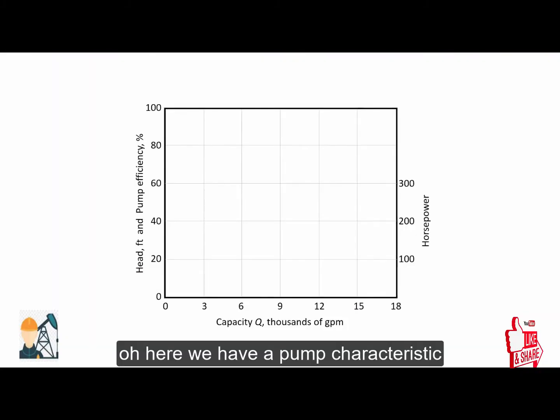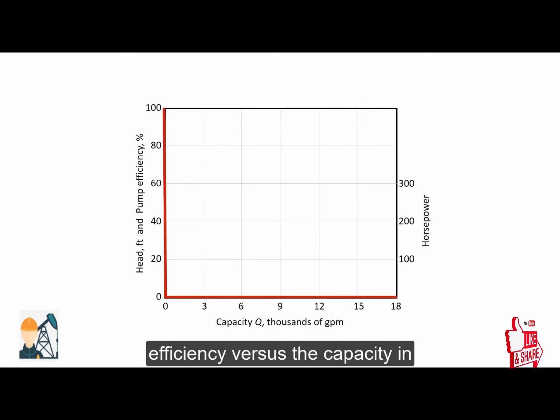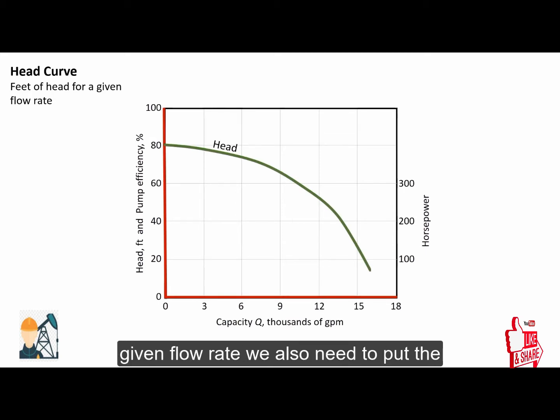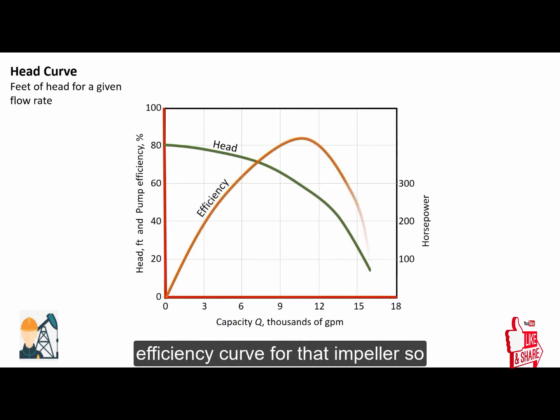Here we have a pump characteristic curve showing head in feet and pump efficiency versus the capacity in thousands of gallons per minute. So looking at the pump curve for a particular impeller, the head curve shows feet of head for a given flow rate. We also need to put the efficiency curve for that impeller.